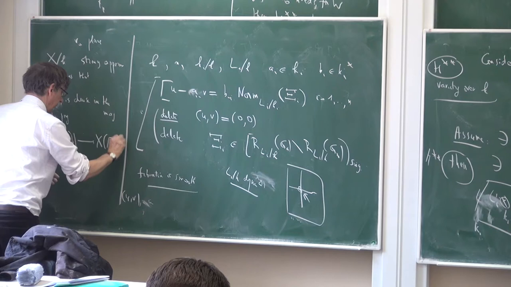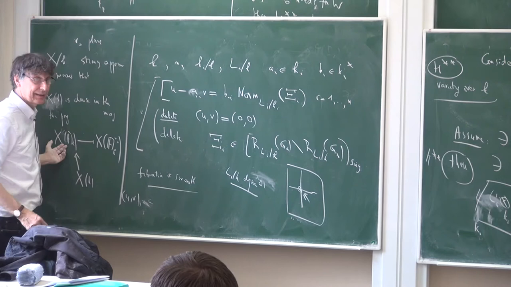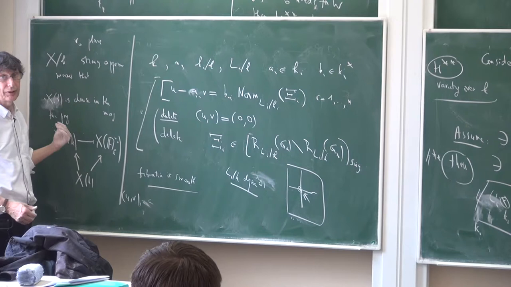V0. So we look at the adeles away from V0. So I have X of K here, which of course sits in the adeles of X. Then I forget one place. And I want X of K to be dense here. The image, in fact, this is just the problem is that we might have no point at K_V0.